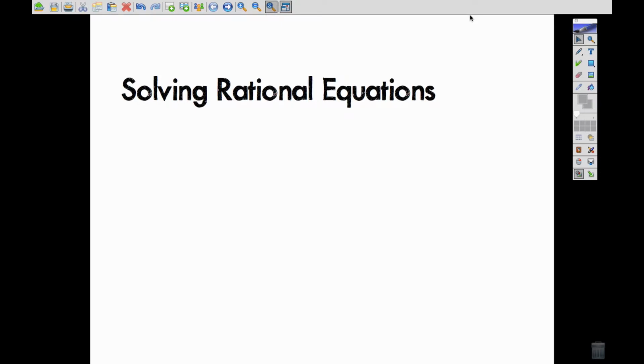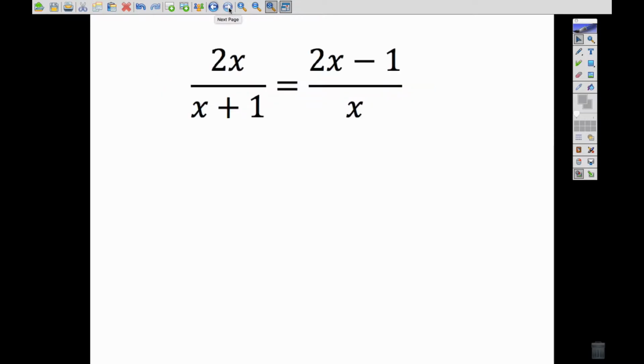All right, in this video we're going to look at solving rational equations, and those are equations that involve fractions. So let's take a look at an example. We have 2x over x plus 1 is equal to 2x minus 1 over x.